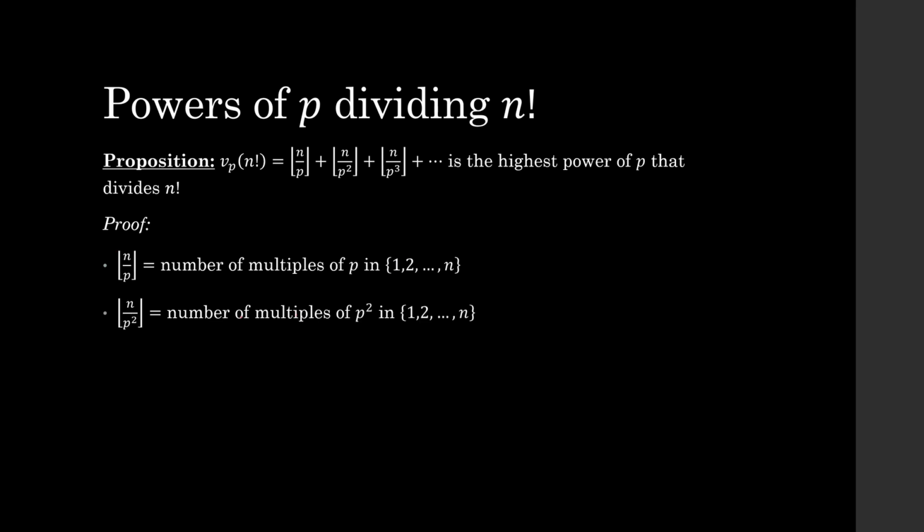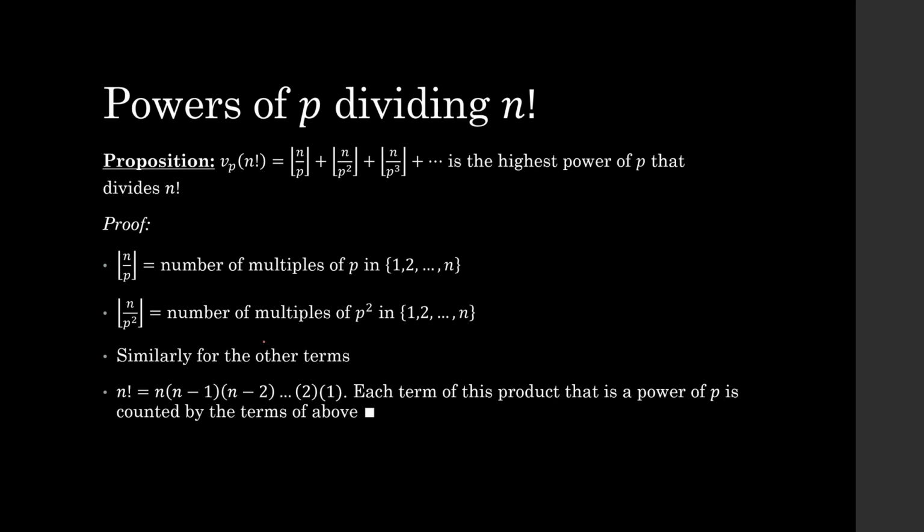Okay? And similarly, the floor of n over p squared gives us the number of multiples of p squared in 1, 2, up to n. Now if I take, for example, p squared itself, that is a multiple of p. And if p squared is smaller than n, then it's going to be counted by this term here. However, since it's p squared, it's a multiple of p twice. I can take p times p, but p appears 2 times in its factorization. That's why I then need to consider the number of multiples of p squared to also count that extra factor. And we're going to continue doing that for p cubed and p to the 4 and so on, and it's going to be similar for all the other terms.